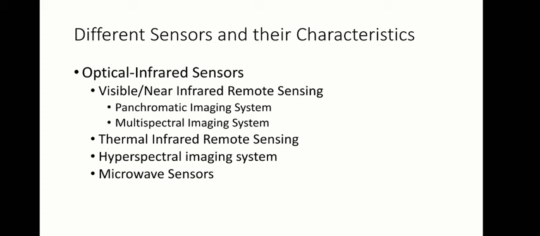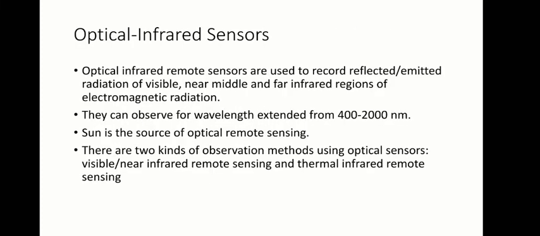So optical infrared remote sensors are used to record reflected or emitted radiation of the visible, near, middle, and far infrared region of electromagnetic radiation. They can observe wavelengths extending from 400 to 2000 nanometers. The Sun is the source of optical remote sensing, and there are two kinds of observation methods using optical sensors: visible or near infrared remote sensing and thermal infrared remote sensing.